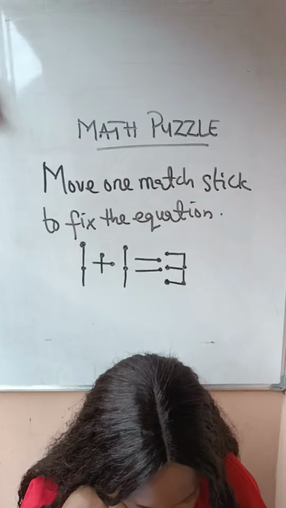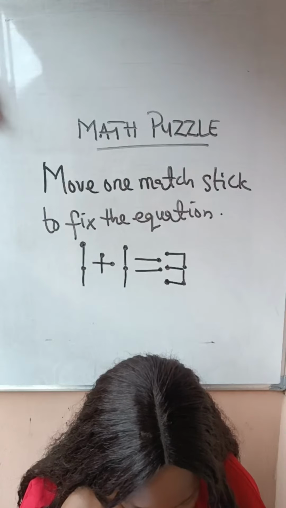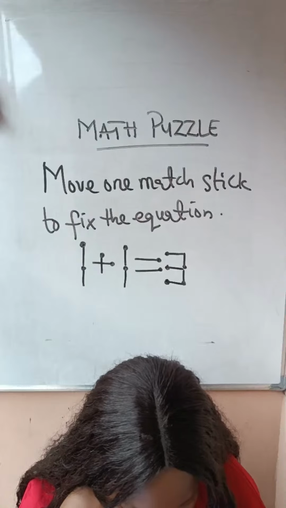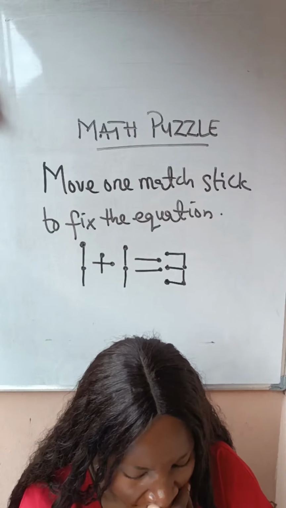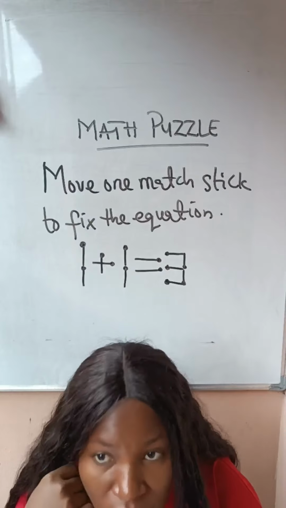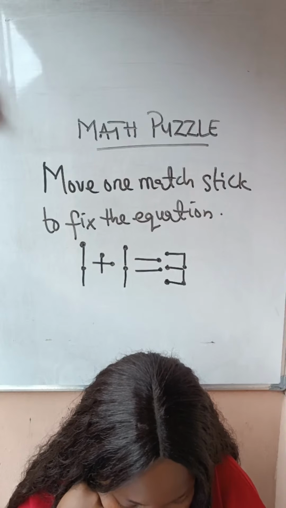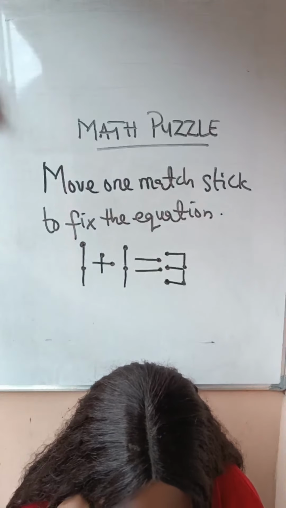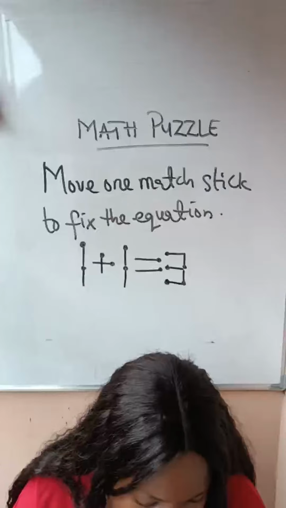Okay, so Gian is saying bottom right matchstick from 3 to the bottom left to make it 2. 1 plus 1 equals 2. Okay. Raja is saying hi. Raja, you're welcome. Thank you for joining us. Friends, let us go. Move one matchstick to fix the equation. It's actually very easy. We have gotten only one solution to this. We need more solutions.